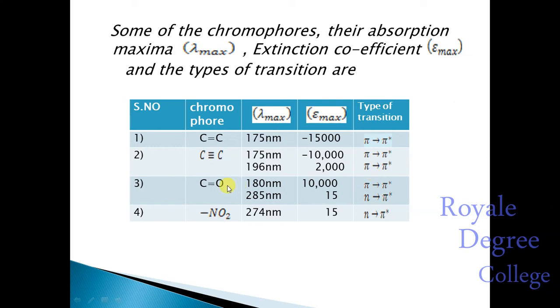The type of chromophore here is C double bond O. The lambda max value for this is 180 nanometer. If 180 nanometer is the lambda max value for this chromophore, epsilon max value is 10,000. Type of transition is pi to pi star. Then for this C double bond O chromophore only, another lambda max value is 285 nanometer. For that, epsilon max value will be 15. Here the transition is n to pi star transition. Then the fourth type of chromophore, as we are seeing here, NO2, for which lambda max value is 274 nanometer. Epsilon max value is 15. Type of transition is n to pi star transition.